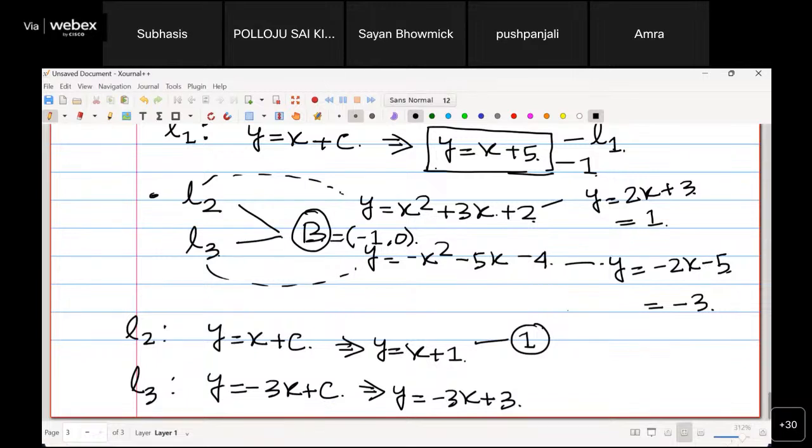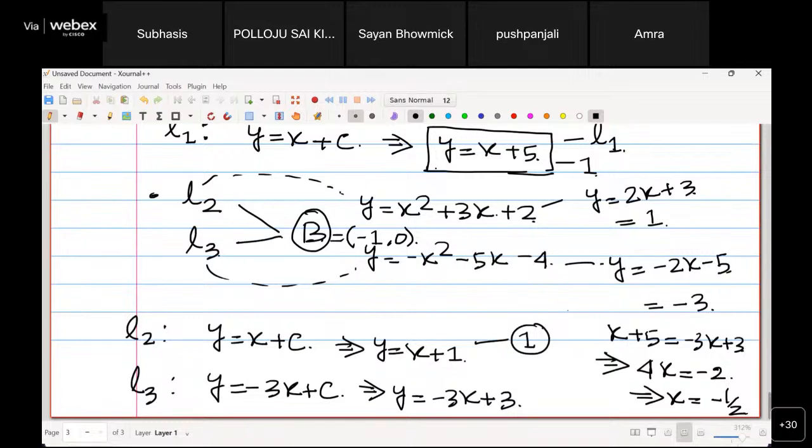The next option says L1 and L3 are intersecting at (-2, 3). So for L1 and L3, x plus 5 equals minus 3x plus 3. That means 4x equals minus 2, so x equals minus 1 by 2. So I guess the third option is incorrect, right?